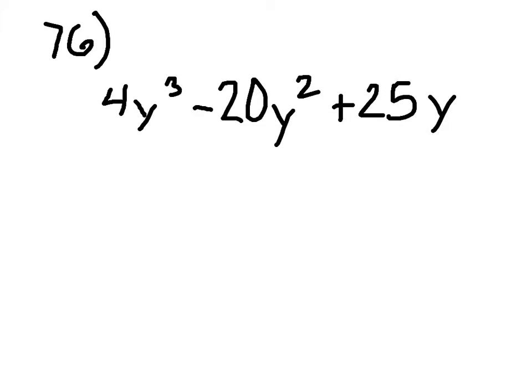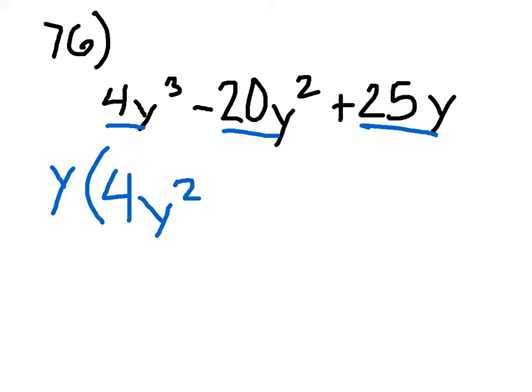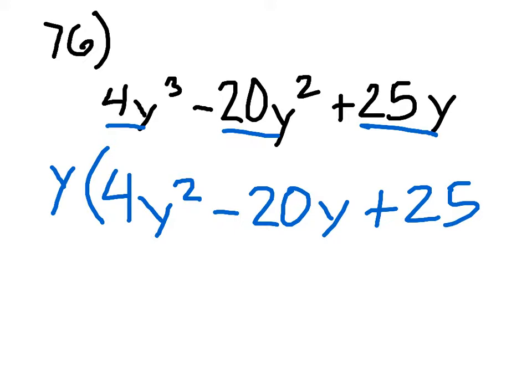So this one has a higher than 2 degree as well, but we don't have a common factor in the coefficients. We only have common factor in terms of the variables. So I'm going to pull a y out of each of those and look at the trinomial left behind. We have a 4y squared minus 20y plus 25. Alright, so we've already factored it a little bit.